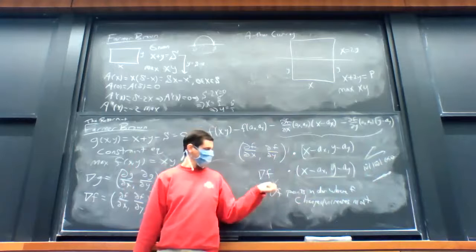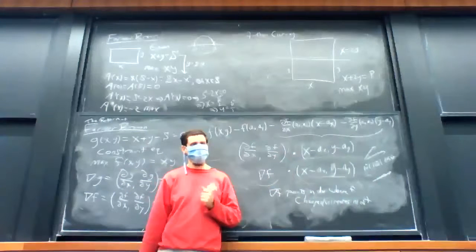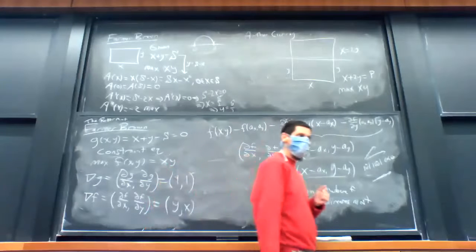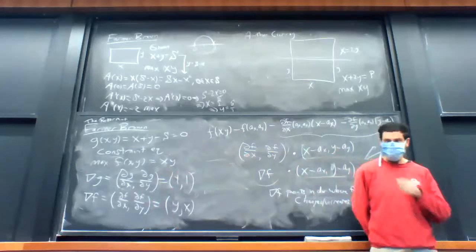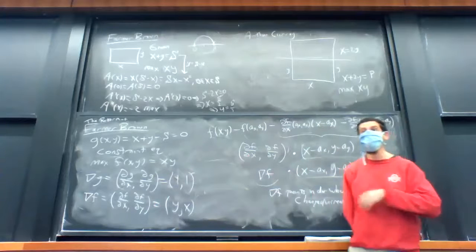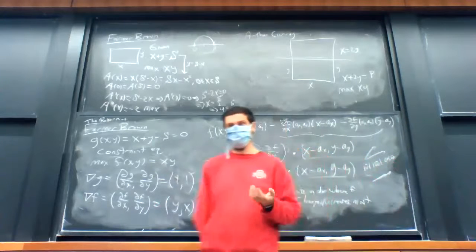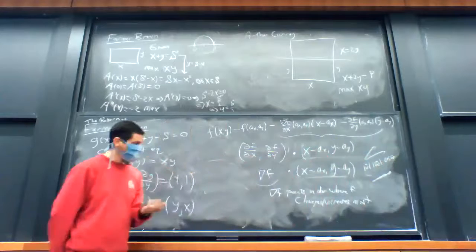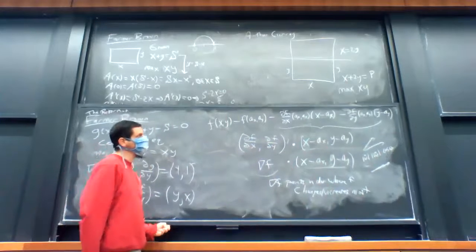What happens if I go perpendicular to the gradient? It's zero. What would that mean? Maybe there's no change. In that direction, the function is not changing. But maybe it will change if I move in another direction. So we'll talk a lot more about this today.